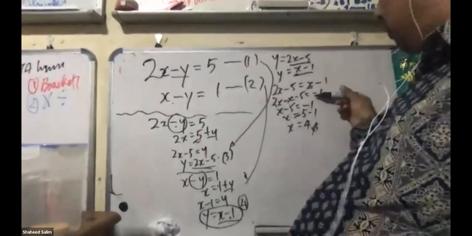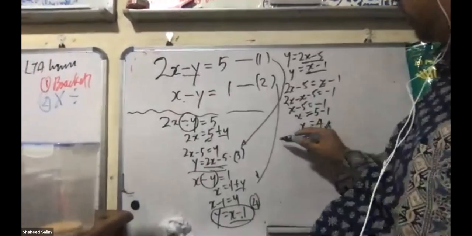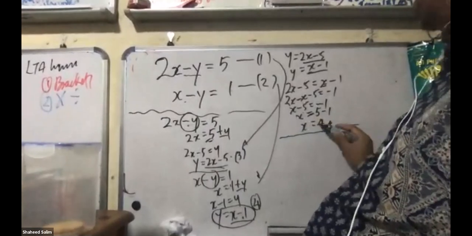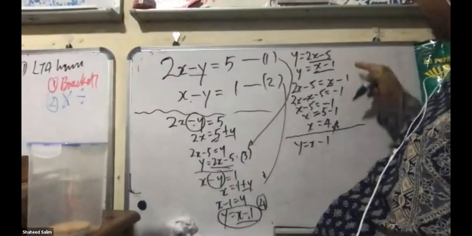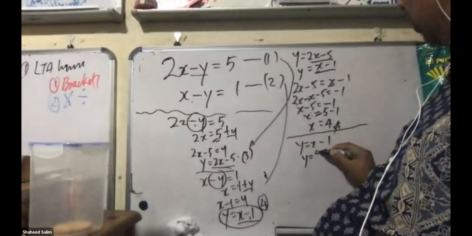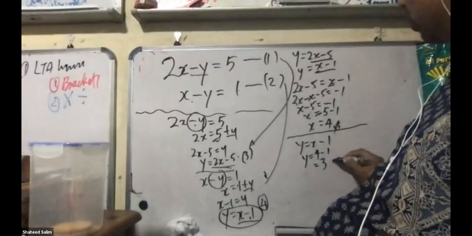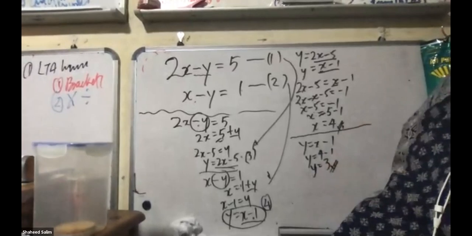Notice, I myself forgot the minus sign. I will get the wrong answer. Be careful. So now x equals 4, then I put it inside here. Okay, let's say y equals to x minus 1, this equation. Now x we know is 4. I put y equals to 4 minus 1 equals to 3. So y equals to 3, x equals to 4.